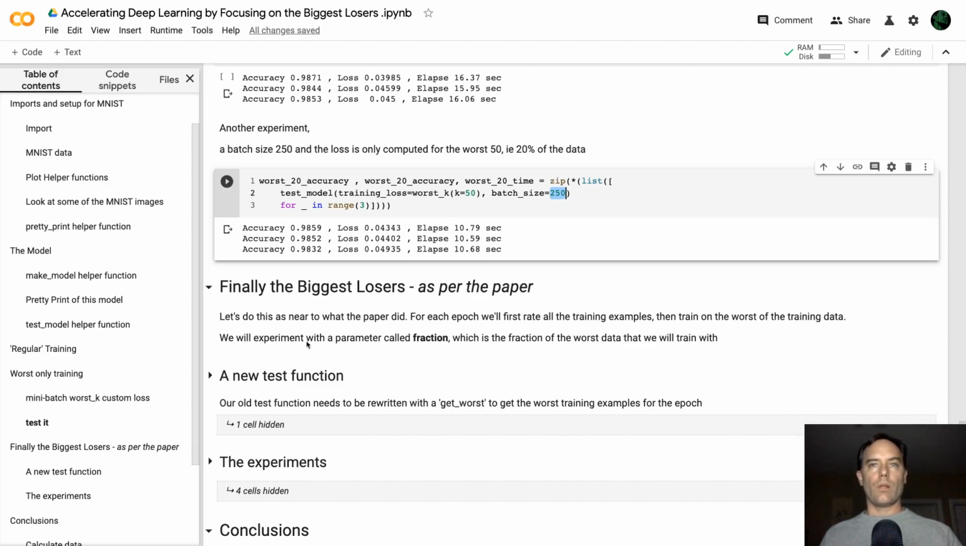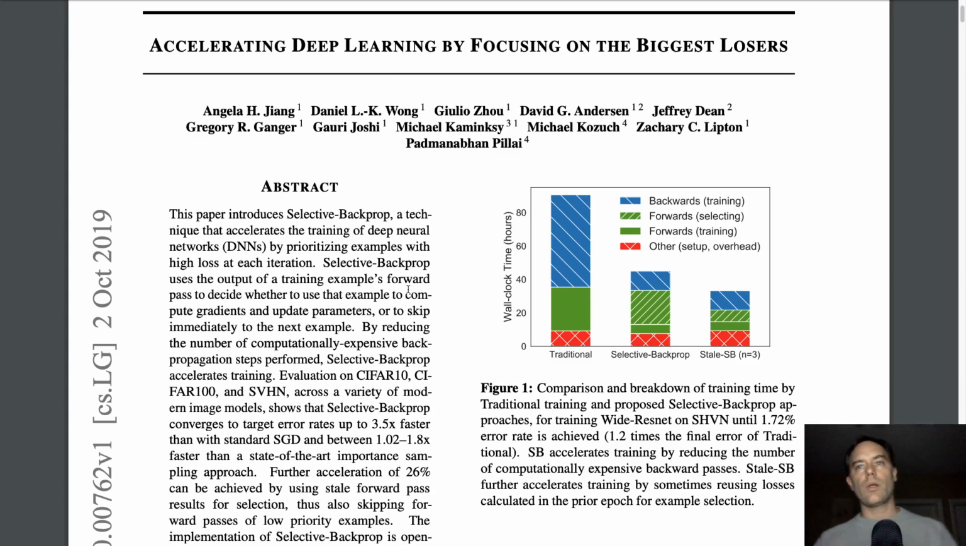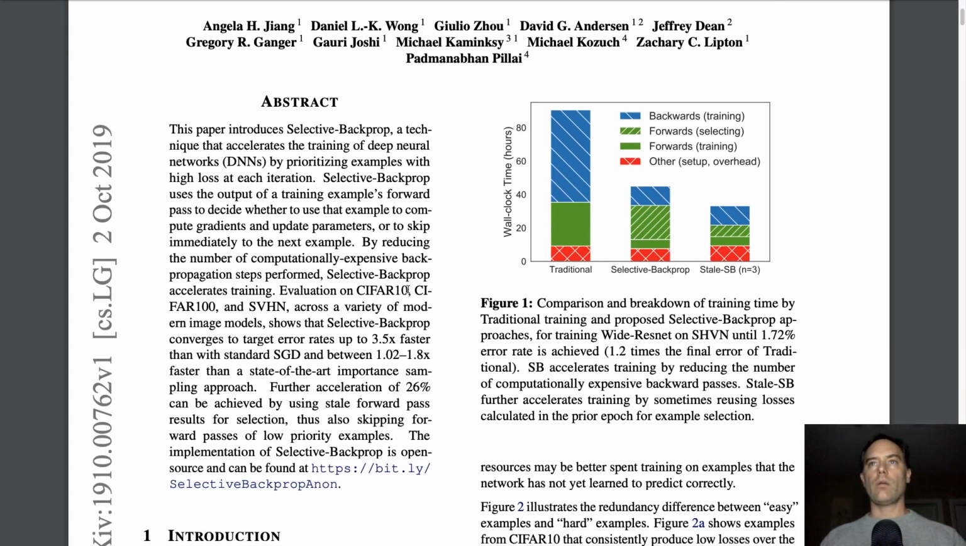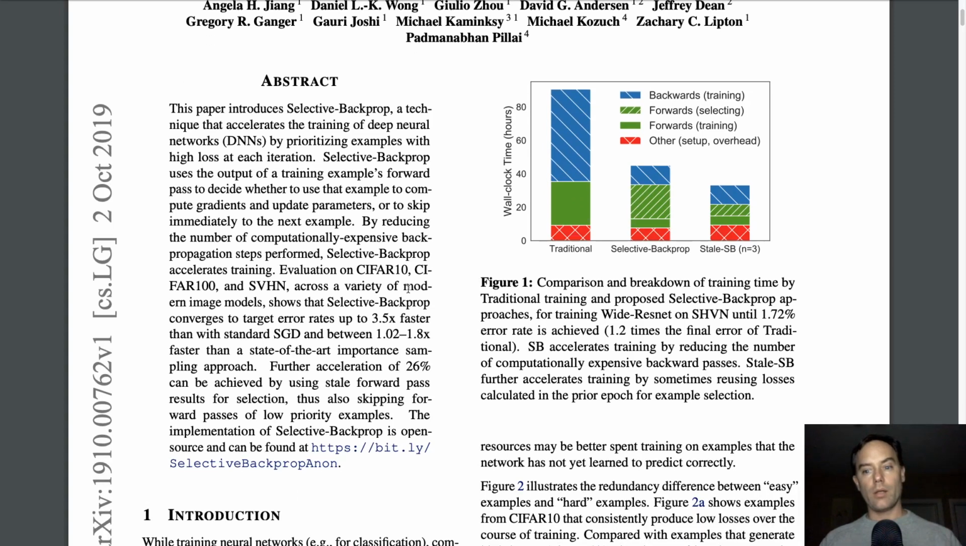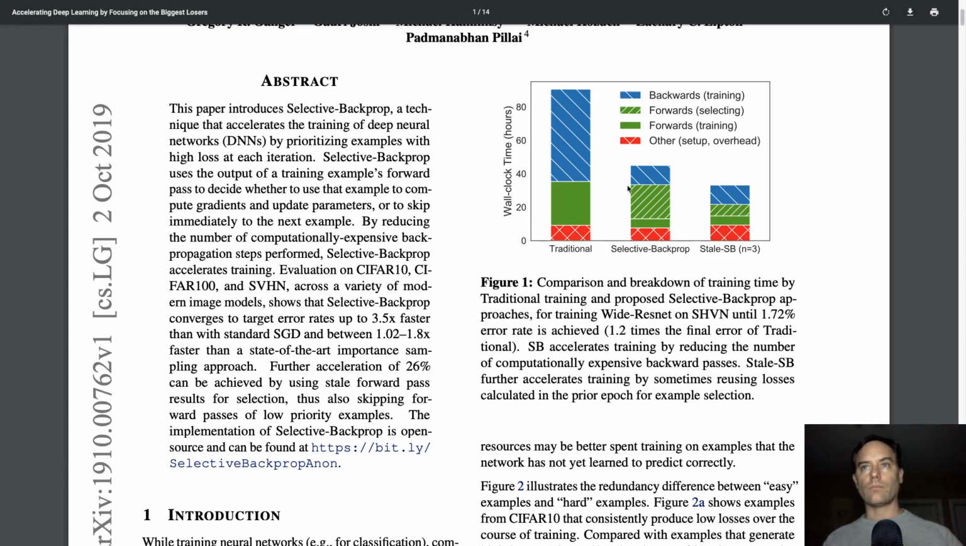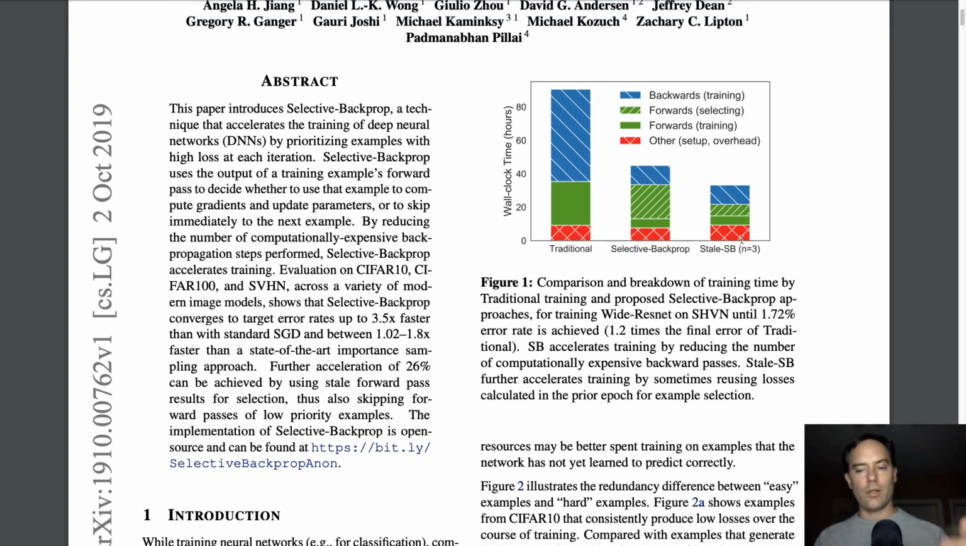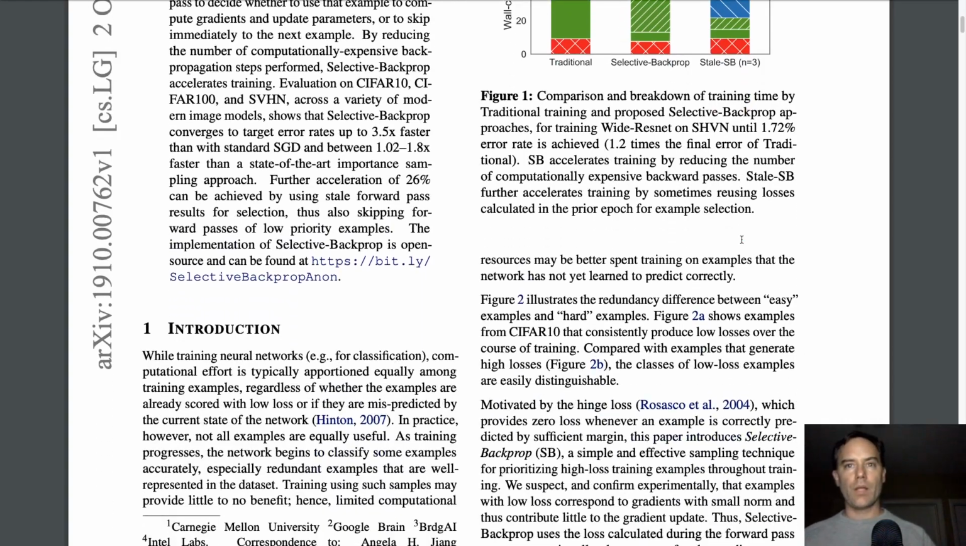So the way the paper went about it, here it is. They talk about going through the whole training set, identifying the ones that it's having trouble with, creating a whole batch for that, and then training on that. And then they also have this stale buffer where they swap items into it and then reuse those instead of going through the whole thing in order to try to save more time.